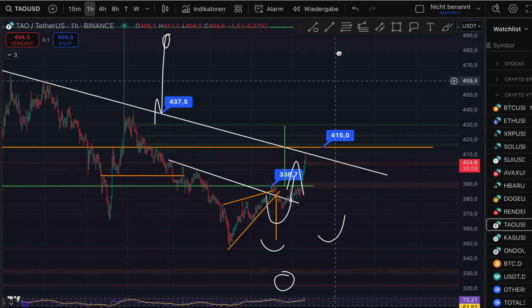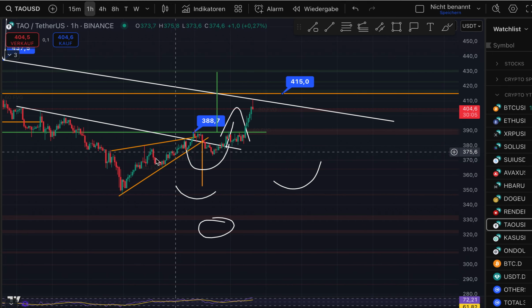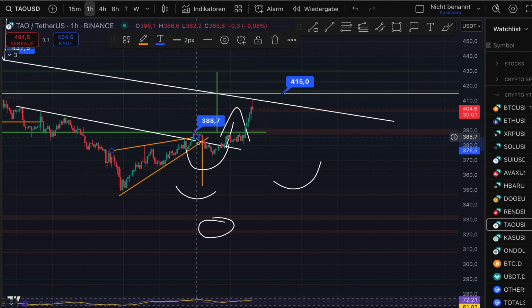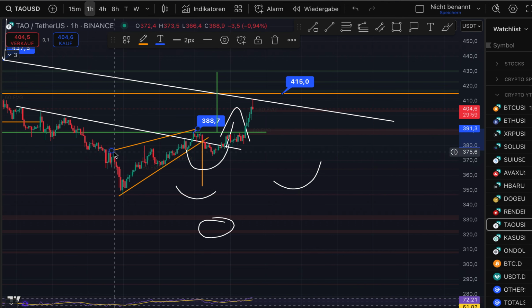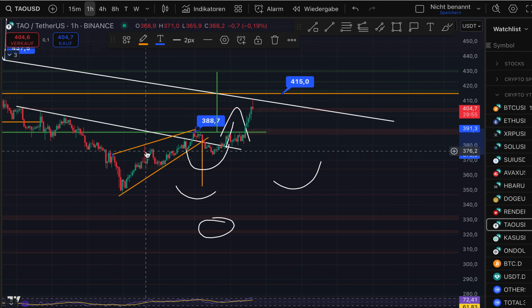Let's jump into TAO. TAO did a nice move to the upside. So we have found a rising wedge in orange, which broke to the upside, but this rising wedge could have also changed. So it's still a bearish chart pattern, which broke to the downside.